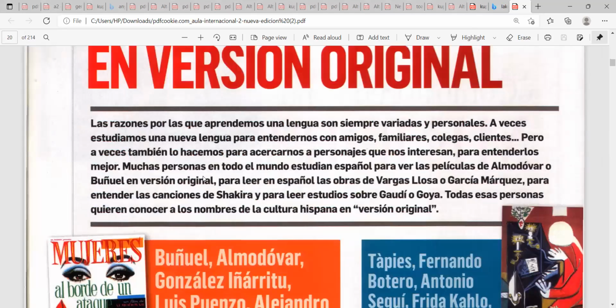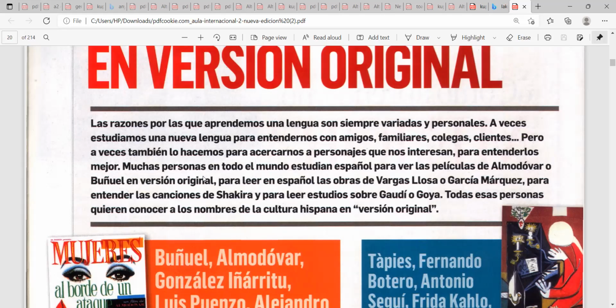Now we have last, obviously, because you know the last we have the plural article, razones. Repetir por favor. Las razones. Repeat after me, my team. Razones means the reasons. Por, we have for. I want you to read the entire concept. Las razones por las que, it means the reasons why. Las razones por las que aprendemos una lengua son siempre variadas y personales. The reasons why we learn a language, which are always, siempre.